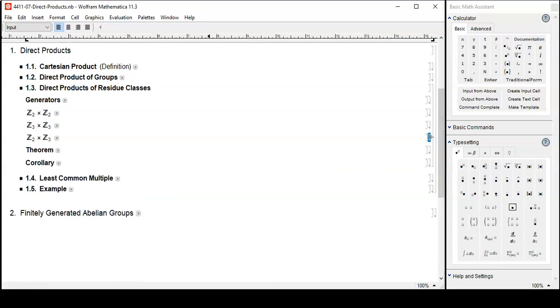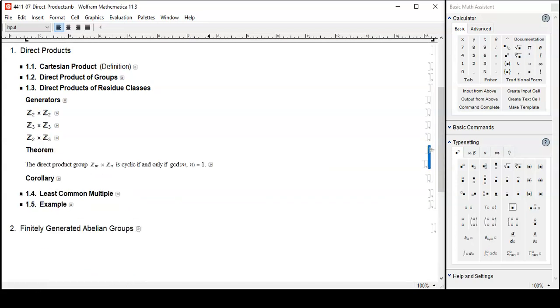In general, it turns out that when m and n are relatively prime, yes, otherwise no. In this case, GCD of 2 and 2, that's 2, not 1. GCD of 3 and 3, that's 3, not 1. Now GCD of 2 and 3, that's 1. So we had no, no, yes. Of course, we have to prove it here.